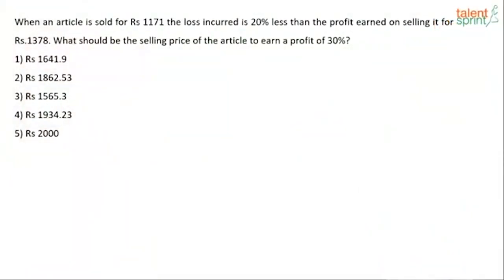Here we go. This is from Profit and Loss. Look at this. When an article is sold for 1171, the loss incurred is 20% less than the profit earned on selling it for rupees 1378. What should be the selling price of the article to earn a profit of 30%? 1 minute for this. Given your calculation ability that I've just experienced, you may need a little more time. Let's see how many of you can crack it.